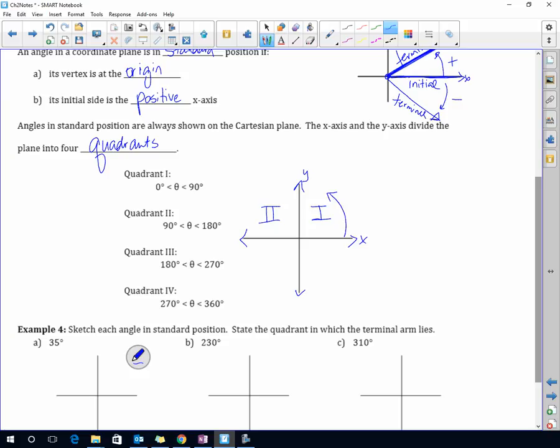So I'm going to actually just label this. So this would be 0, this would be 90 degrees, this would be 180, this would be 270 degrees, and this would be back at 360 degrees.